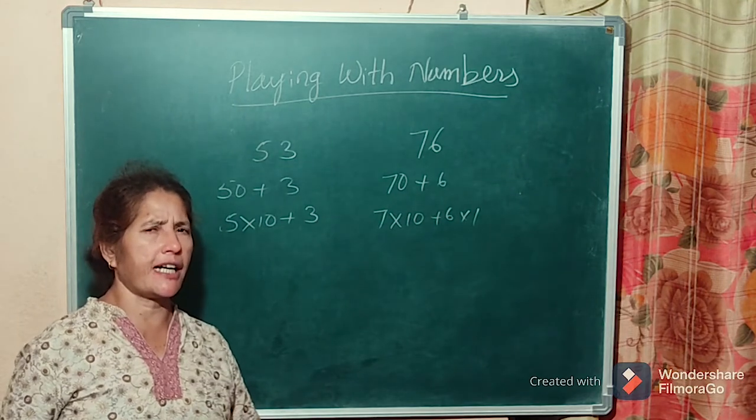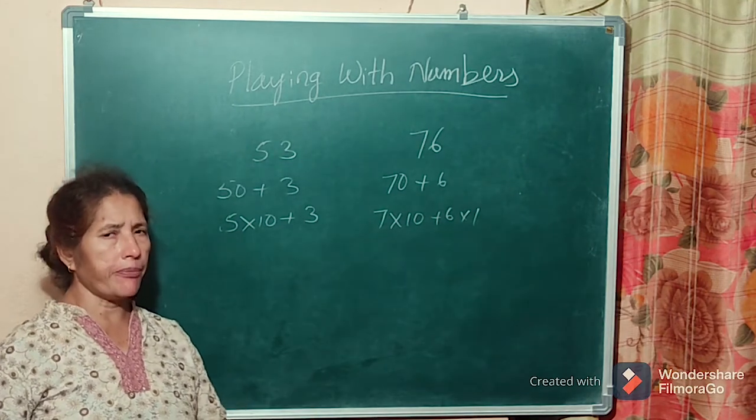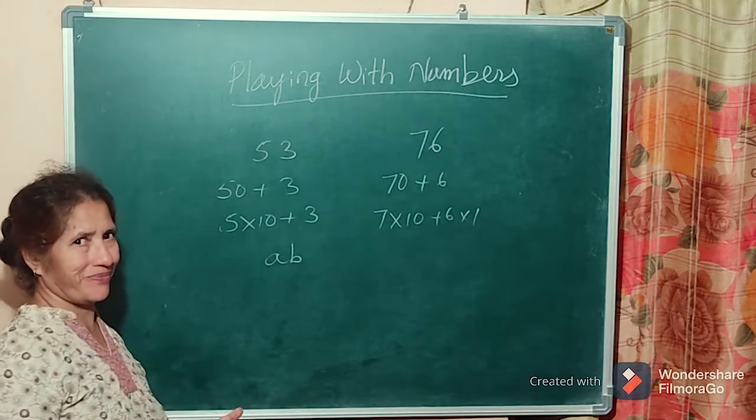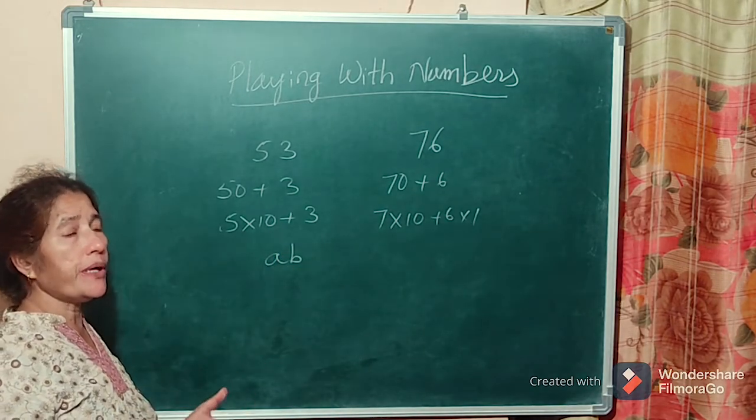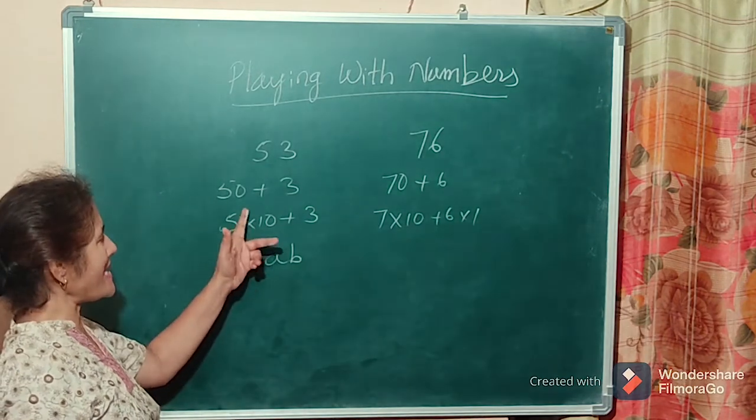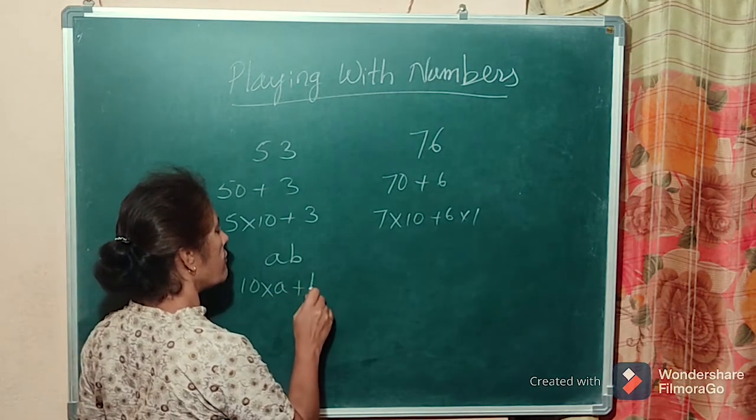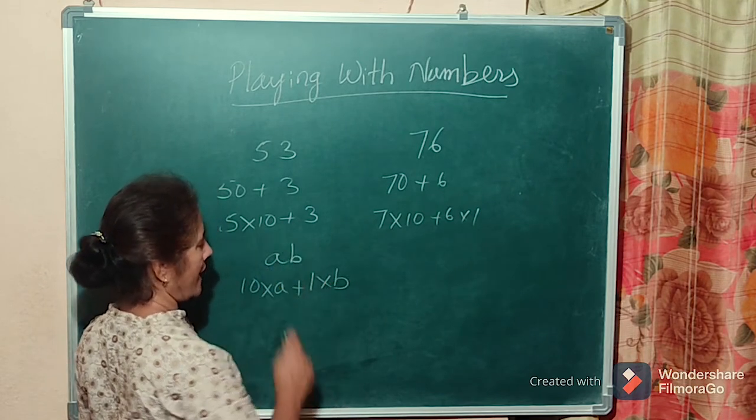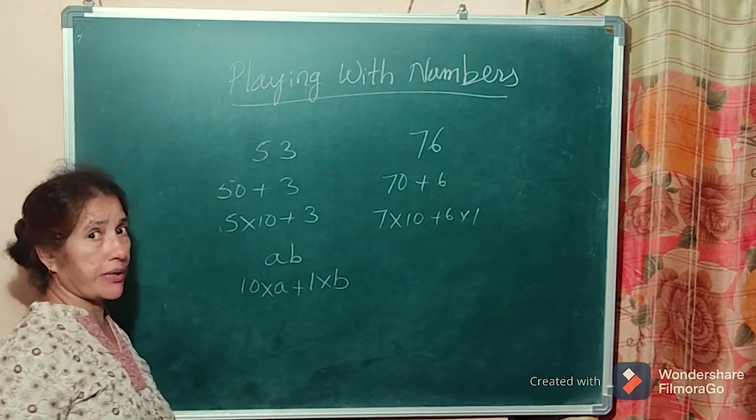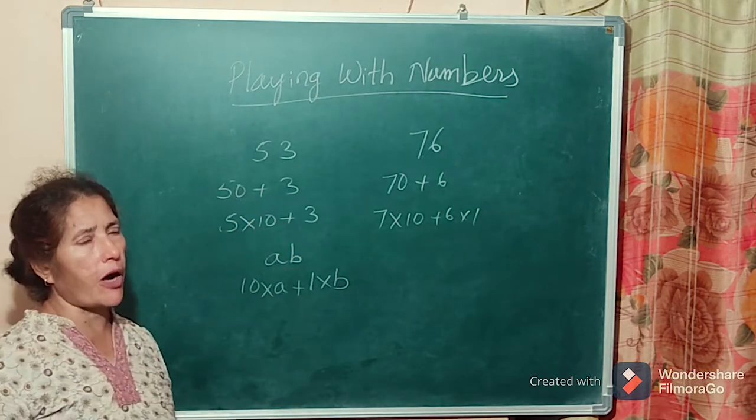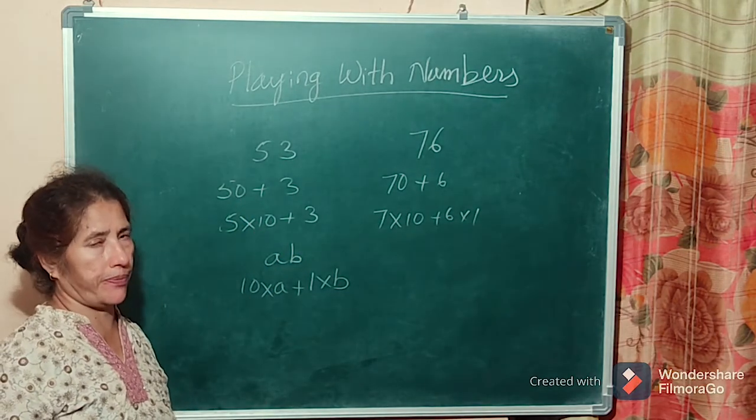Suppose if it is a 2-digit number, say, what is this? AB. How do you write down like this? 10 into A plus 1 into B. Right? So you understood clearly how to write down in the expanded form, or it is called generalized form.